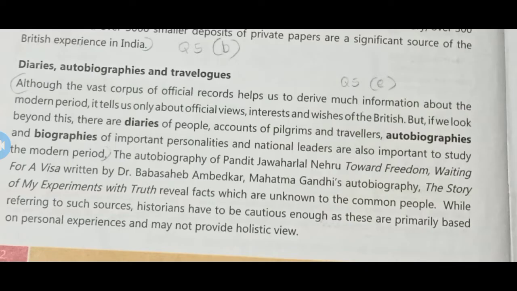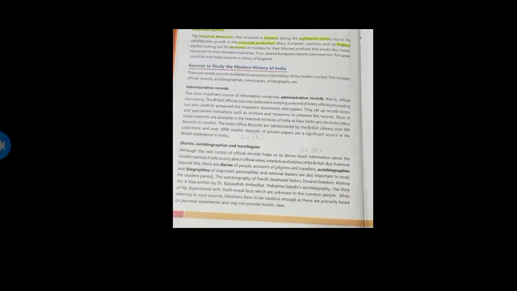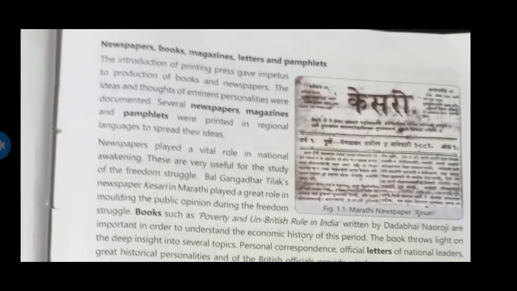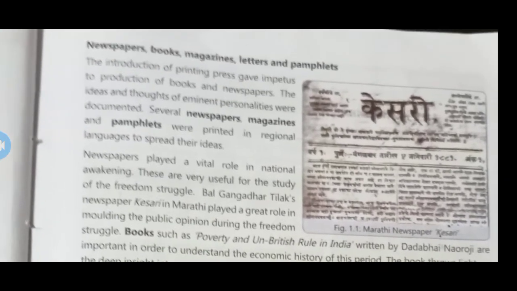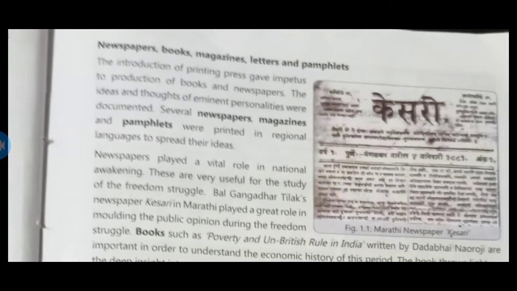Then newspapers, books, magazines, letters and pamphlets we will see. Let me open that page. It's a little blurred, but see: newspapers, books, magazines, letters and pamphlets. The introduction of the printing press gave impetus to the production of books and newspapers. The ideas and thoughts of eminent personalities were documented. Several newspapers, magazines and pamphlets were printed in regional languages.